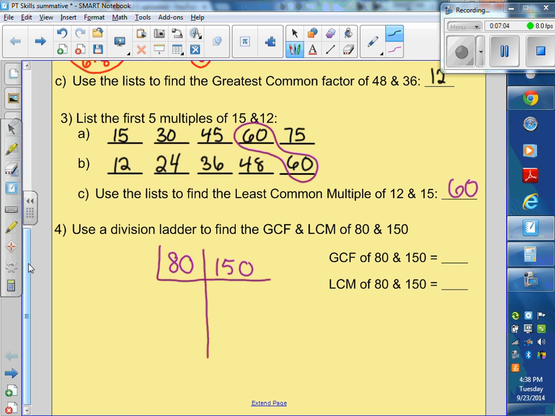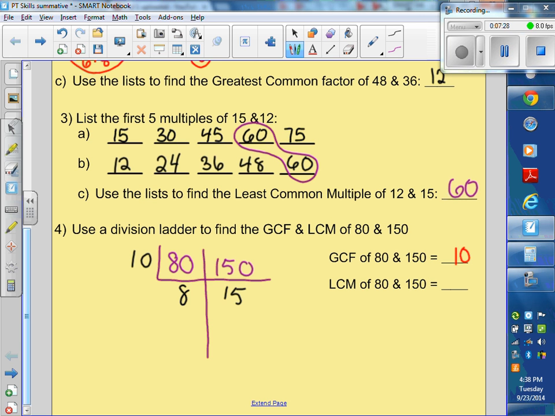When I look at 80 and 150, they both end in 0, so I would take out a 10. 80 divided by 10 is 8. 150 divided by 10 is 15. When I look at 8 and 15, they don't have anything else but 1 in common. So the greatest common factor is 10.